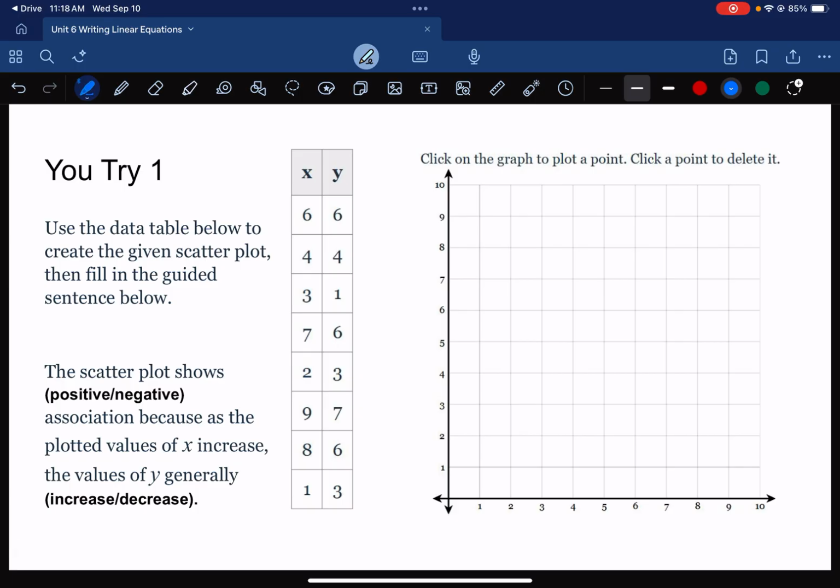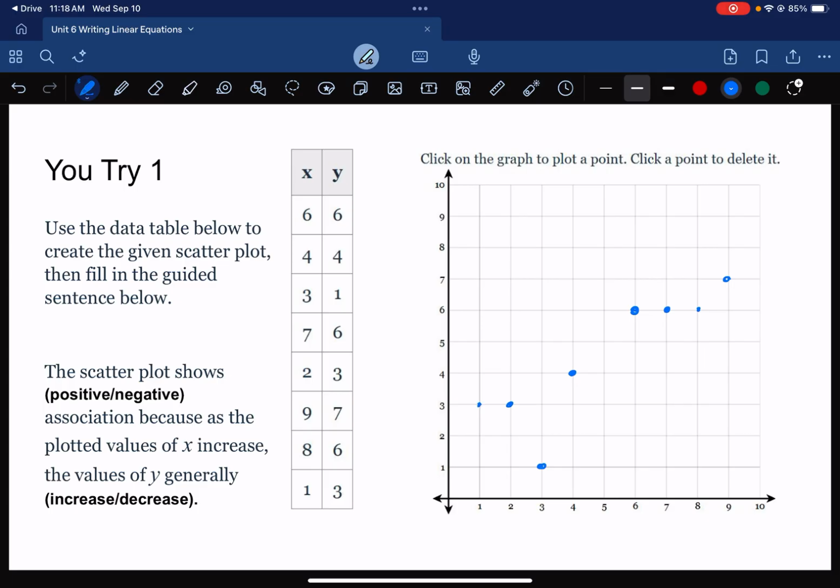I think we got to, well, let's do it anyway here. 6, 6. Maybe it's a positive correlation this time. We'll see. It's kind of starting that way. 7, 6. 2, 3. 9, 7. 6, yeah, 1, 3.